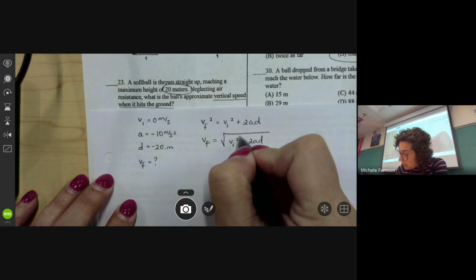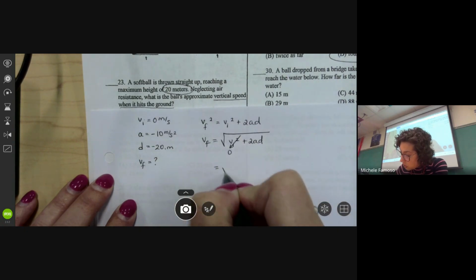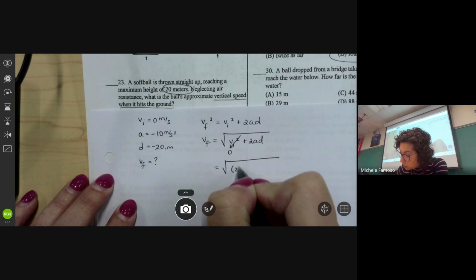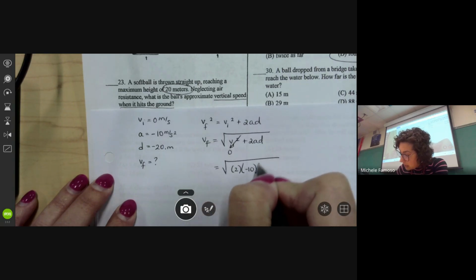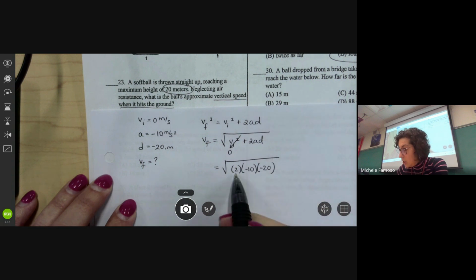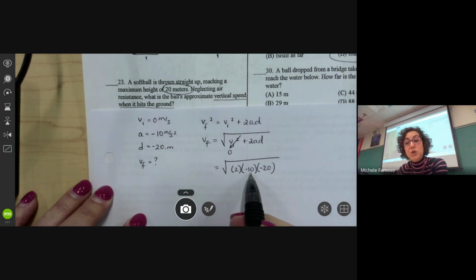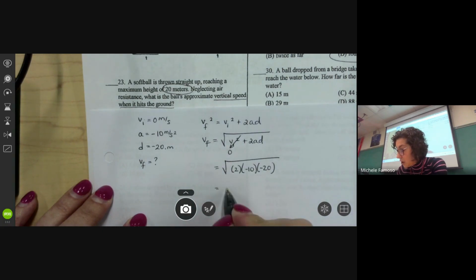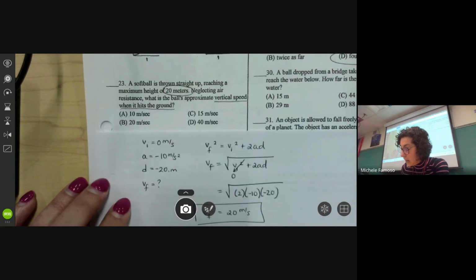So I'm now going to go ahead and simplify this and solve. So that would be the square root of 2 times -10 times -20. 2 times 10 is 20. 20 times 20 is 400. Square root of 400 is 20. So I get a final speed of about 20 meters per second, which is letter B.